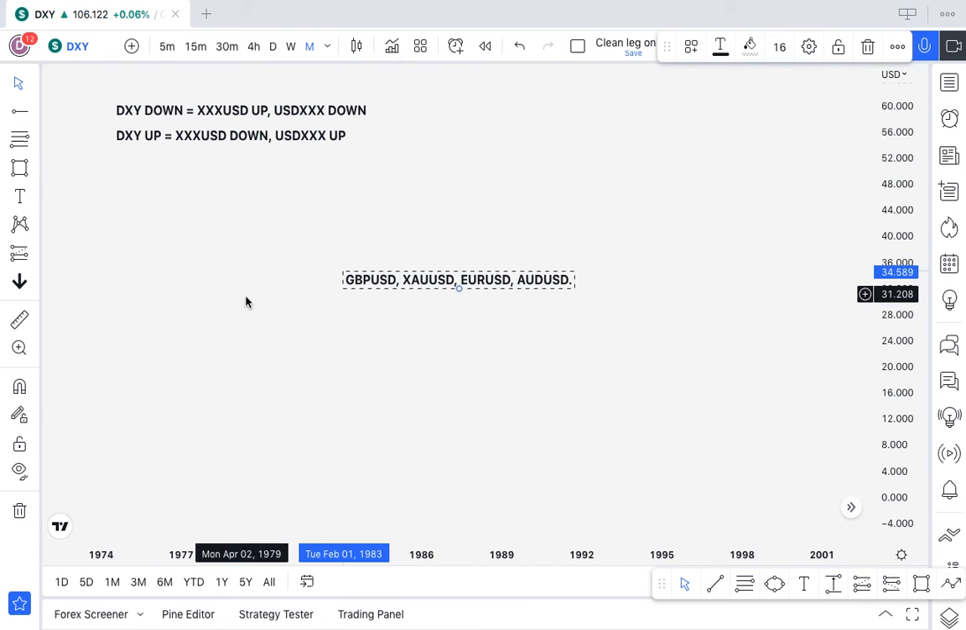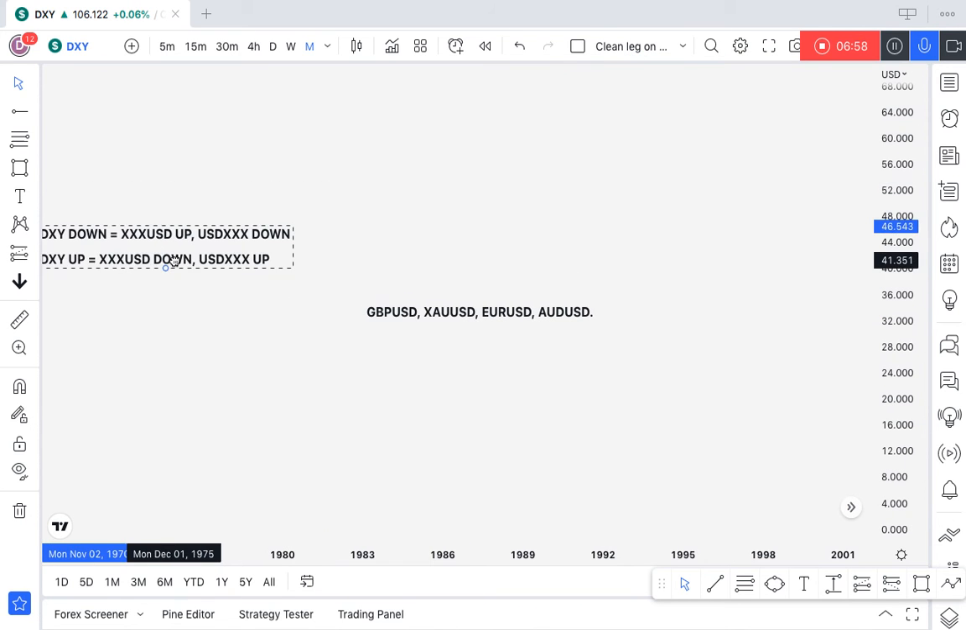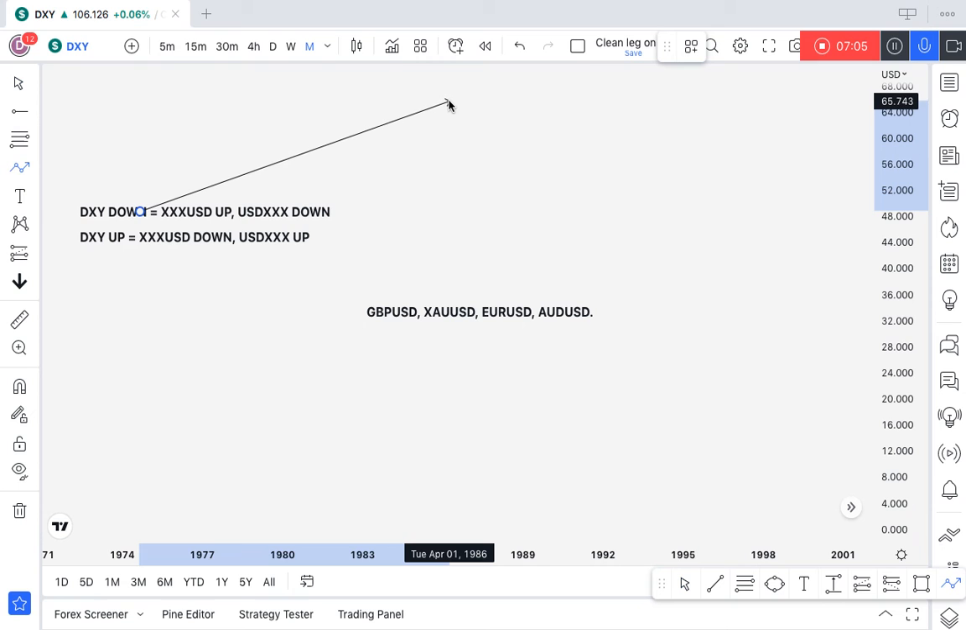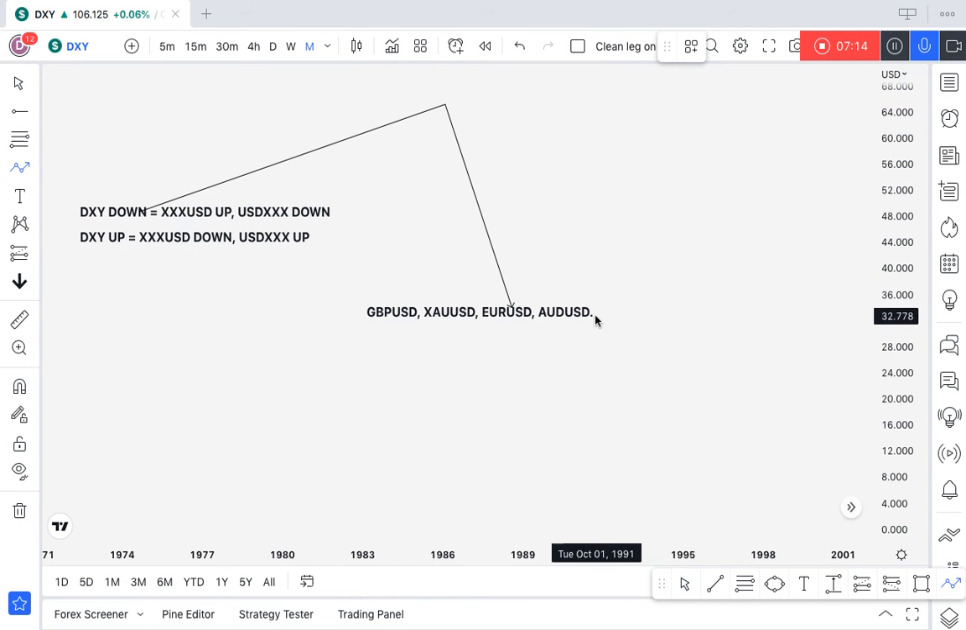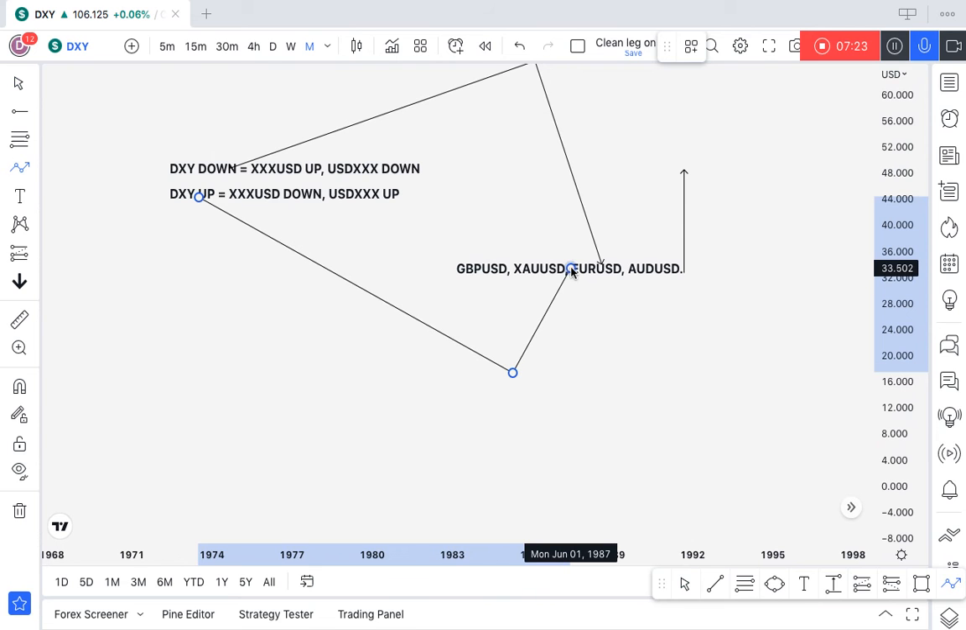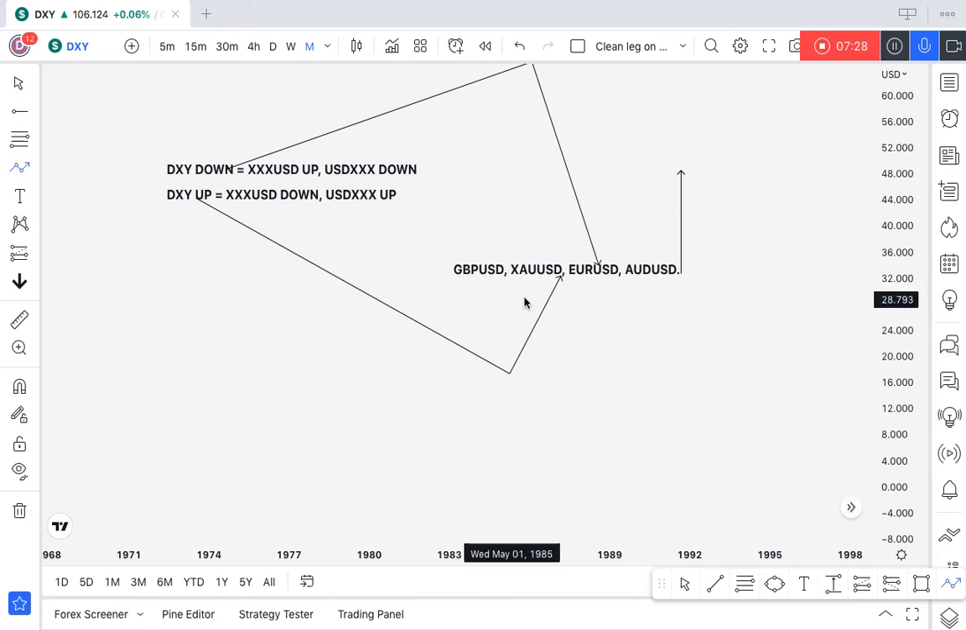Let me do a simple analogy for you guys right here. So this guy right here, the DXY down, equals this guy heading up. Now the DXY up equals this guy heading down. I hope you guys understand.